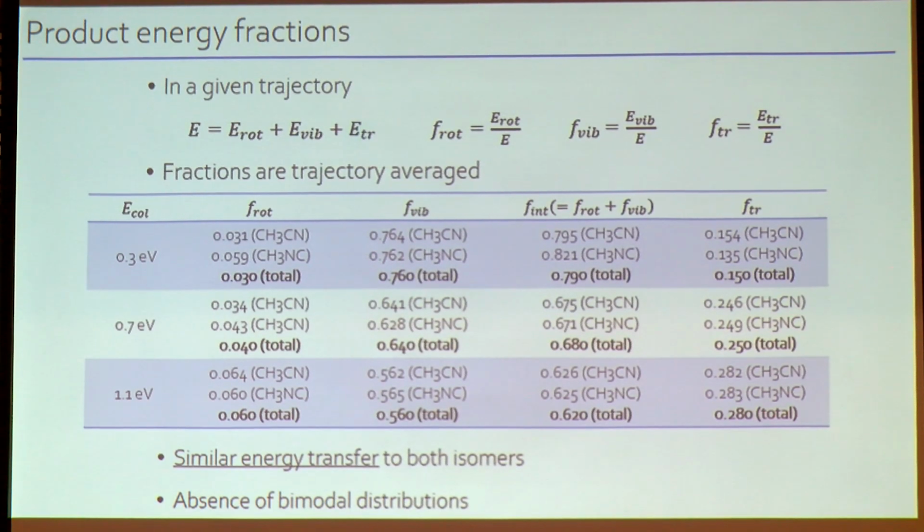I would like your attention to one of the examples, any example we can take. If you take this data, which is the fraction of vibrational energy transferred to the CH3CN isomer or the CH3NC isomer at 0.3 electron volt collision energy, you can see that the fraction is almost the same for both isomers, and this is the total. This is the behavior observed for all the rotational, vibrational, and translational energy transfer to both isomers. Clearly, this data shows that the amount of energy transferred is independent of whether you are forming the CH3CN isomer or the CH3NC isomer, and that is the reason the bimodal distributions are not observed in the experiments, and you cannot distinguish between these two isomers. Okay, so I'm almost done.